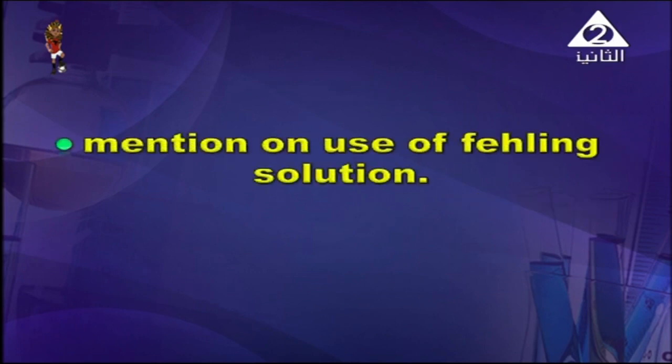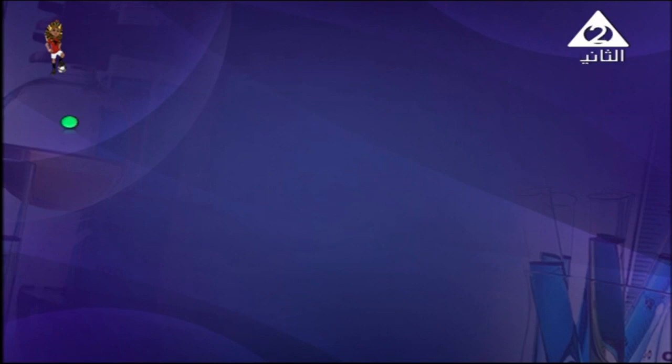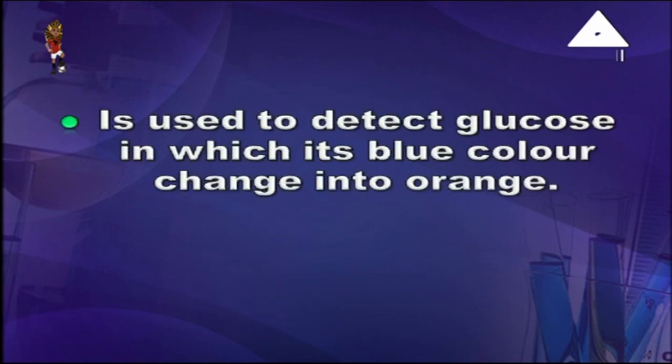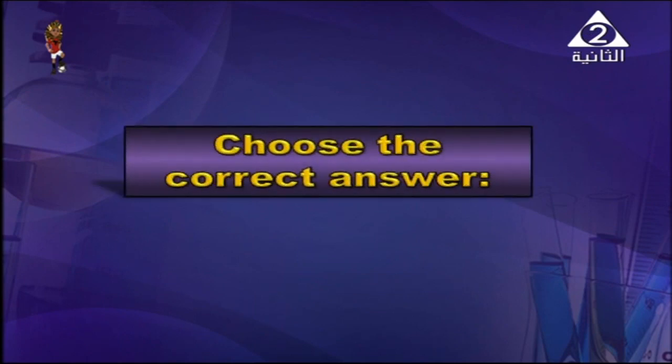What about this question? Mention one use for Fehling solution. Fehling solution, yeah. You remember when we studied detecting glucose sugar? So I can say in this case it is used to detect glucose, in which the blue color changes into orange. Do you know what this means? It means the testing of glucose sugar. Important question and easy. My dear, when I get a question about choosing the correct answer, this must be concentrated on.